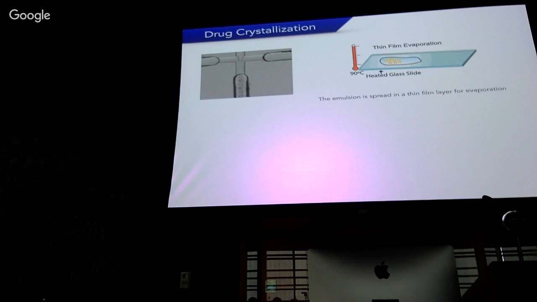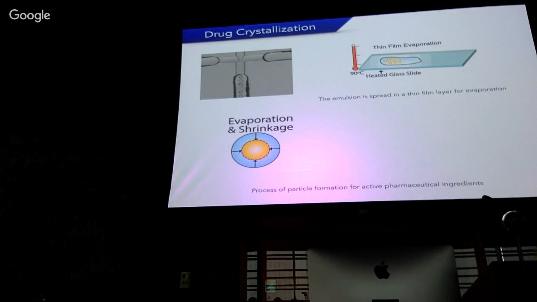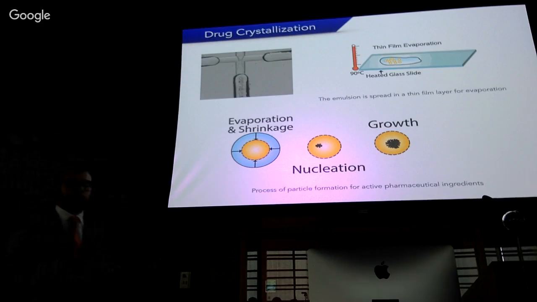And then you apply heat, and there is evaporation. Your emulsion first has this size, and when it evaporates, it shrinks down and gets concentrated. When you reach a supercritical concentration, a nucleus will form, followed by crystal growth, and then this droplet will be consolidated into a particle.